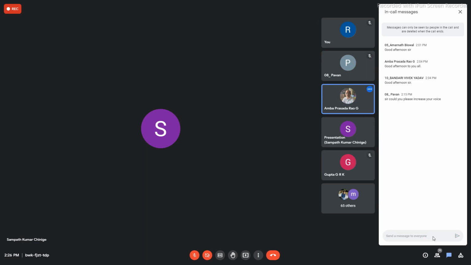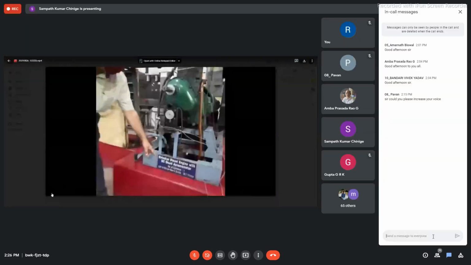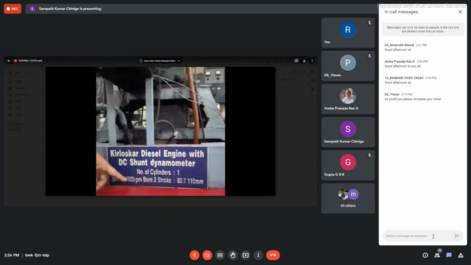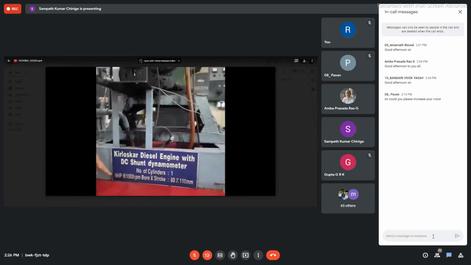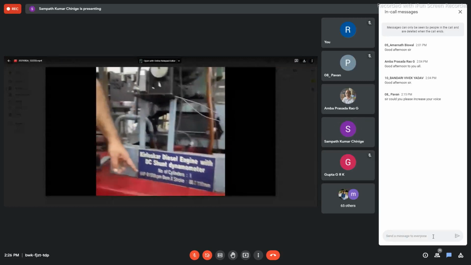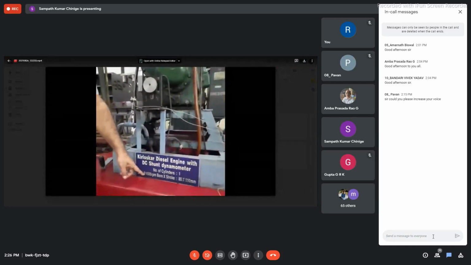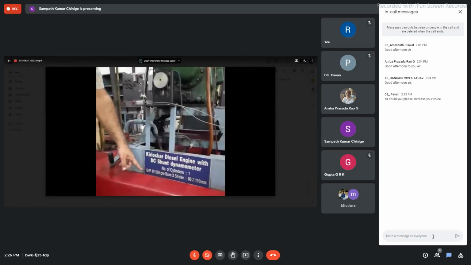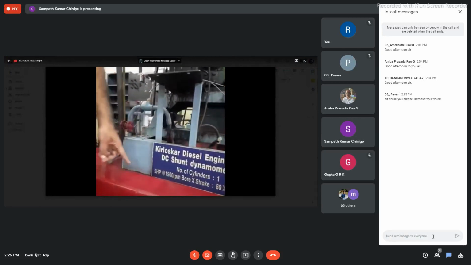Of this particular engine, it is mentioned that the 5 HP engine, when it is allowed to run at 1500 RPM, that means when you load the engine to that extent and bring the engine, by supplying the fuel, to run at 1500 RPM, it will develop a safe power of 5 HP.